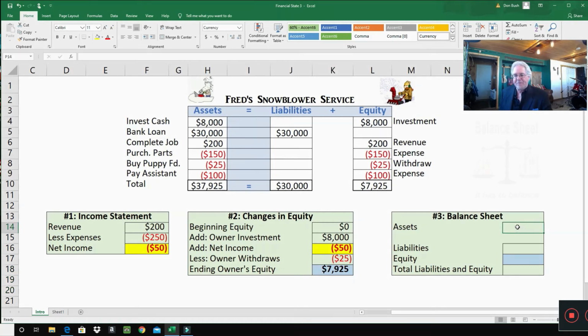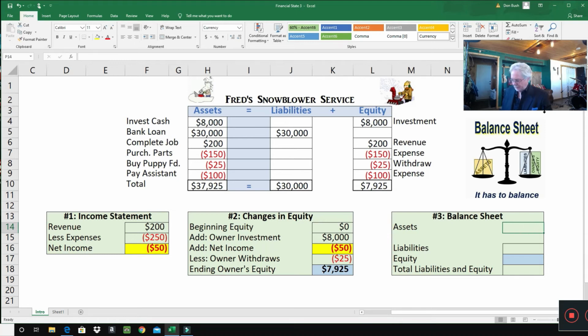Lastly, the balance sheet. Let's see how to do that. Well, the balance sheet is just the accounting equation. The accounting equation right up here is assets equals liabilities plus equity. That's the accounting equation. And we know it balances. It always balances. So assets, we look at assets. Assets are $37,925. Coming down to the liabilities. Liabilities are $30,000.